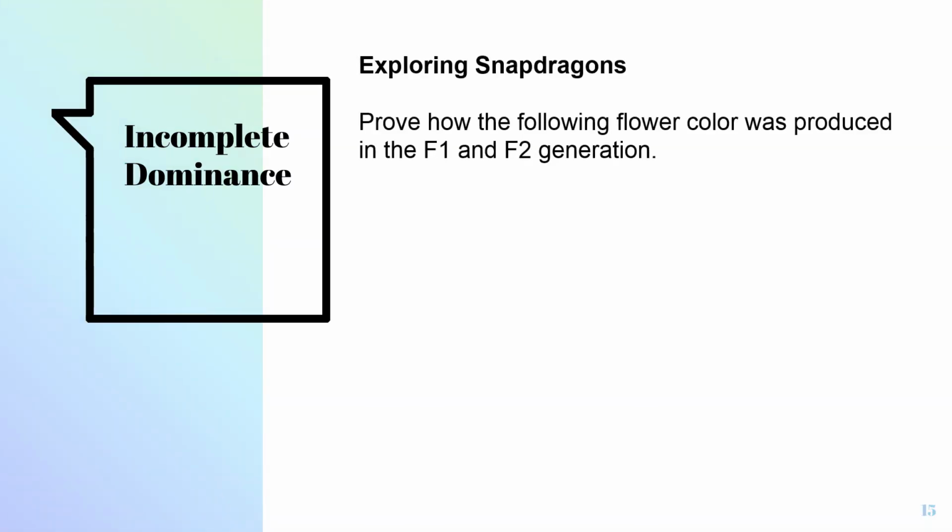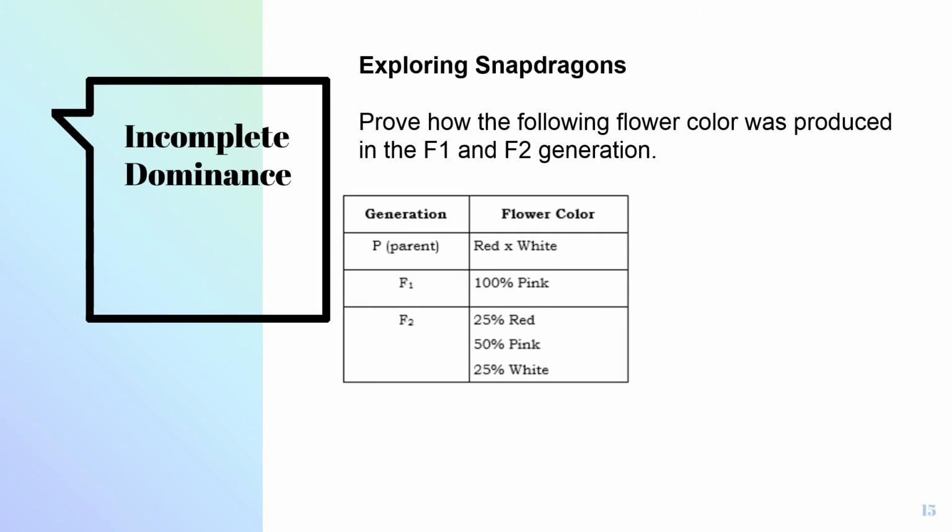How does this happen? Let us prove how the following flower color was produced in the F1 and F2 generation. So here, the parent would be the red and white flower snapdragons. For the first generation, if we're going to cross red and white flowers, the resulting color would be 100% pink. Now, for the F2 generation, the resulting flower color would be 25% red, 50% pink, and 25% white.